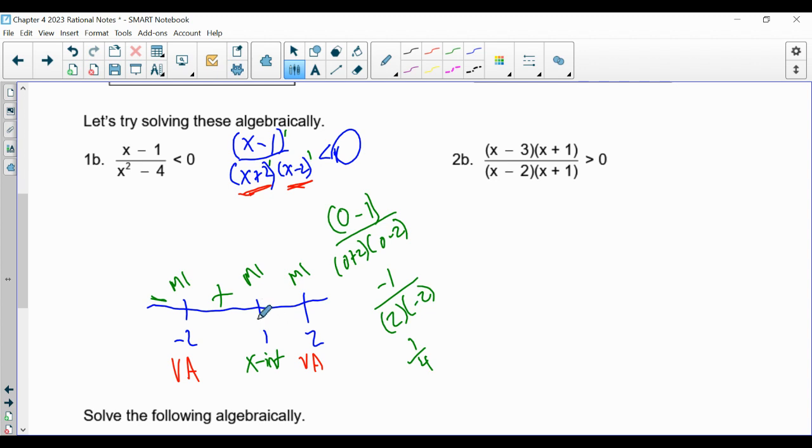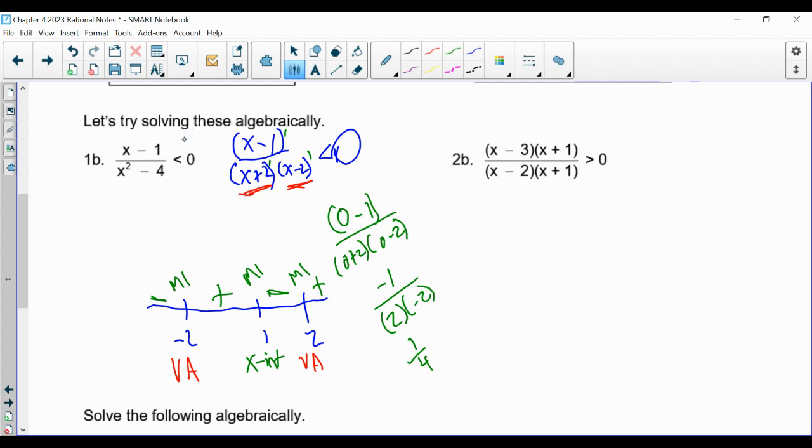And then kind of the same idea here. This is positive. Here's 1. Its multiplicity is 1, so then it changes to a negative. My stylus didn't want to mark that. And then another multiplicity of 1, so it's changing from negative to positive. And again, if you don't like the multiplicity route, just substitute numbers in throughout.